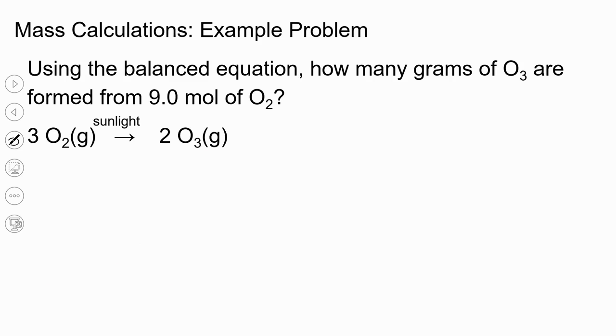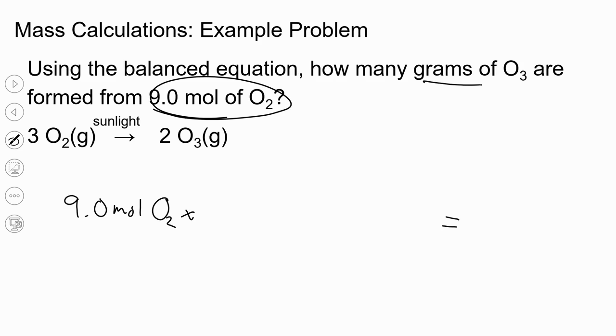So this is another type of problem that you might find in Alex. It says, using the balanced chemical equation, how many grams of O3 are formed from 9 moles of O2? So this is a 2-step conversion problem. Let's write out what we know. First we know we have 9 moles of O2, and we are trying to figure out how many grams of O3.